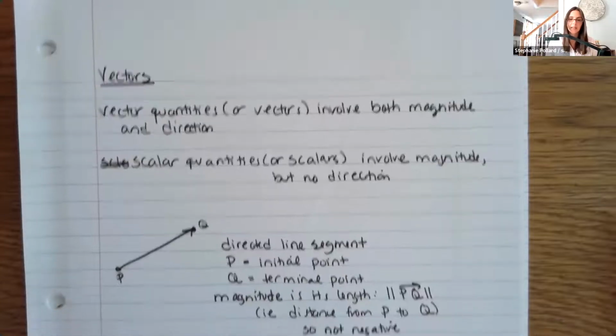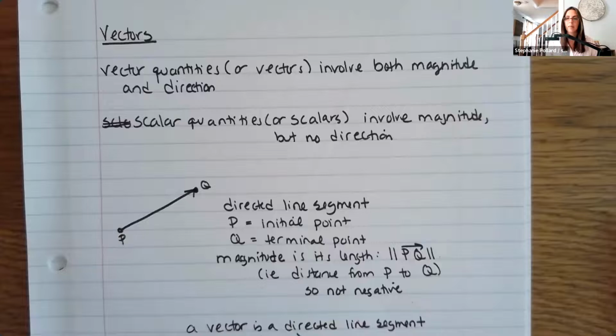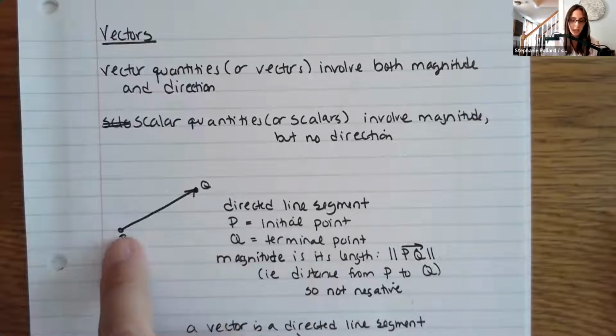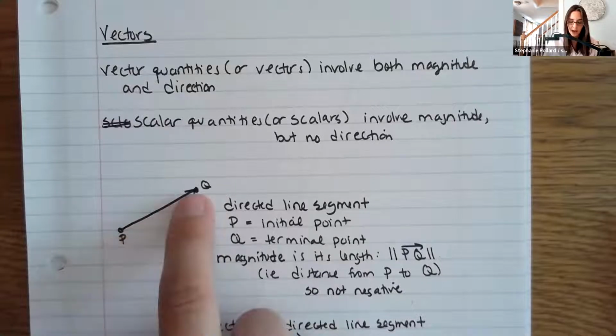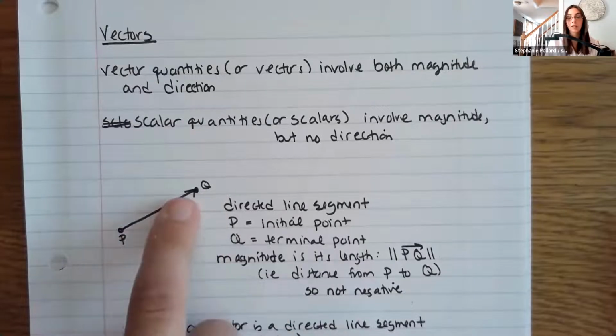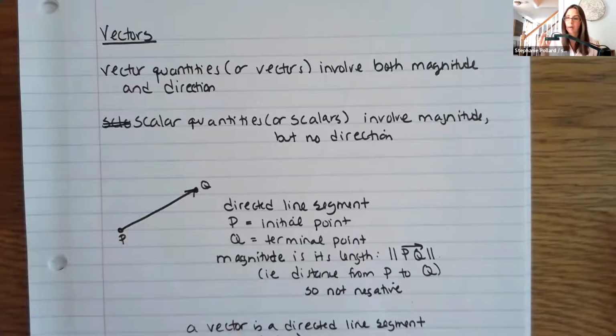A vector is basically a directed line segment. So here's the line segment. You can see there's an initial point and a terminal or ending point. So you have a segment there, and then it's directed because it has direction. You have an arrow showing which way the segment is, I guess, moving in a way or pointing.